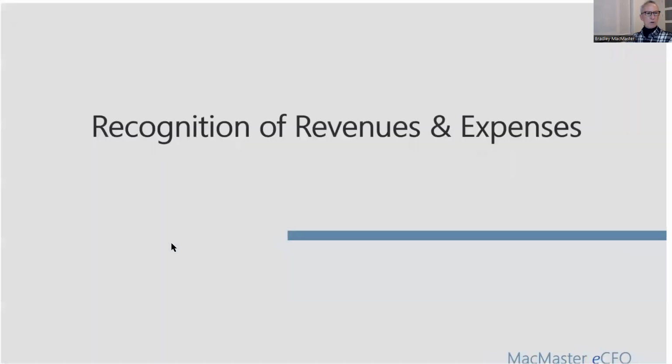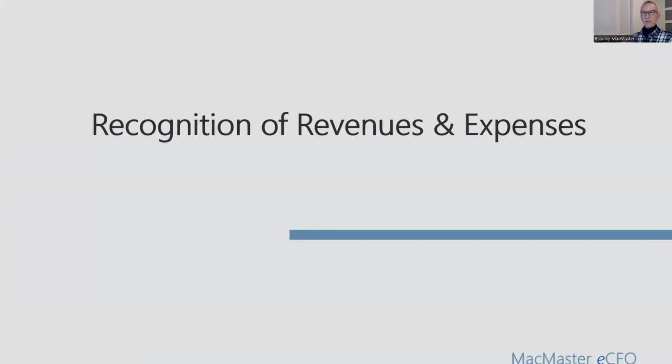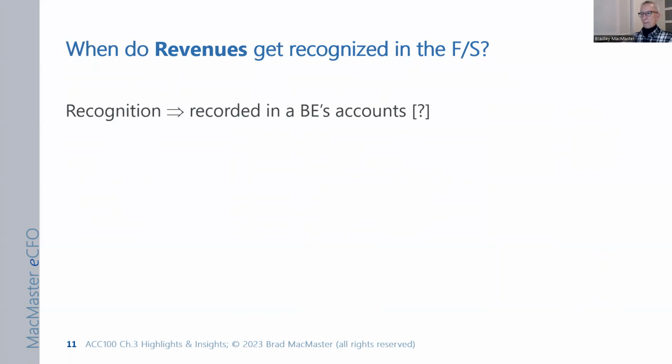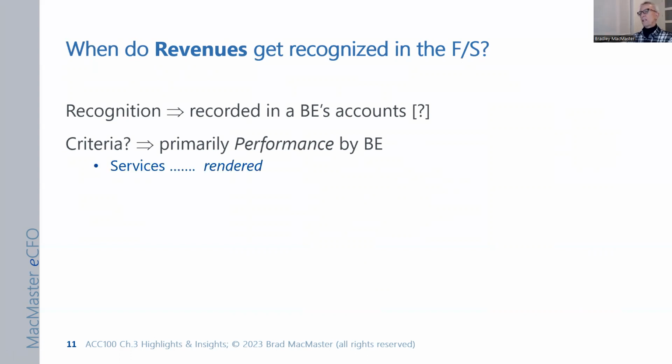And now let's talk a little bit about recognition, the factors that go into recognizing revenues and expenses. When do revenues get recognized or recorded? The primary criteria is called performance by the business entity. That means for services, they need to have been rendered, or for goods, they need to have been delivered. It's insufficient to simply manufacture the goods and have them sitting on their shelf because, from the customer's perspective, the business entity has not fulfilled its obligation to actually provide the goods to the customer.